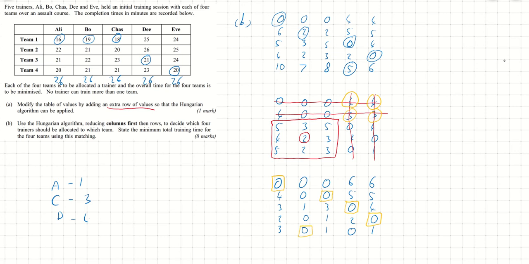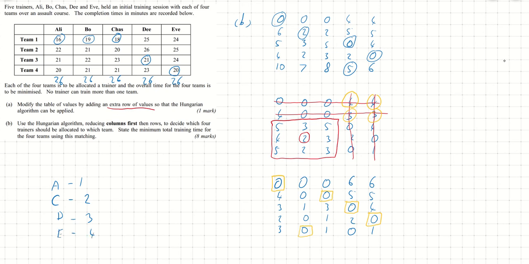sorry, I just made that wrong. The second row is the third column. So third column is Chaz, second row. So Chaz is getting team 2. Third row, D is getting team 3 because D is column 4, and that's the third row. And the fourth row, we can see it's column E.